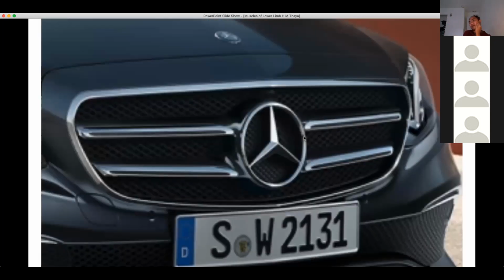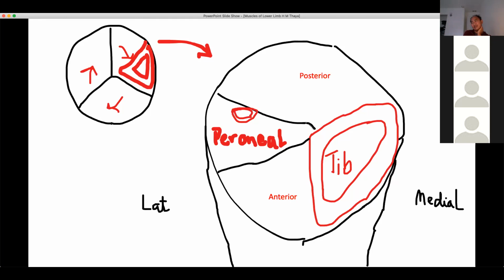So let's move on. Another cross-section for the leg. So how many groups of muscles in our thigh? We have 3. How many groups of muscles in our leg? We have 3. So again, it is pretty similar, but slightly different.